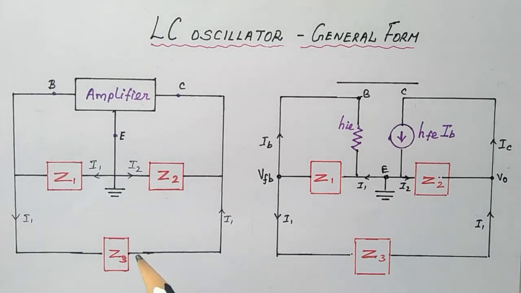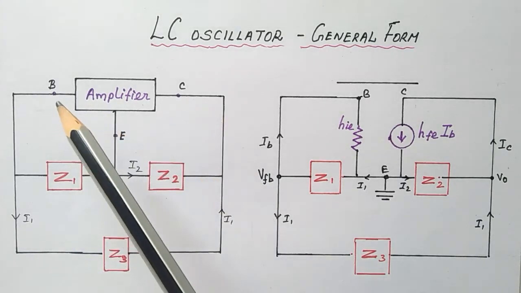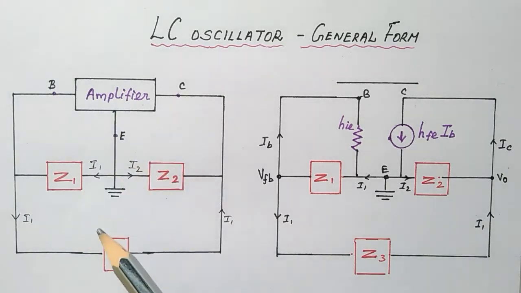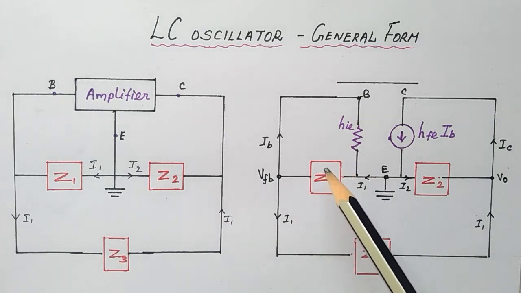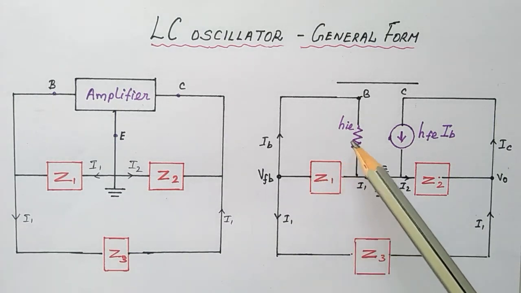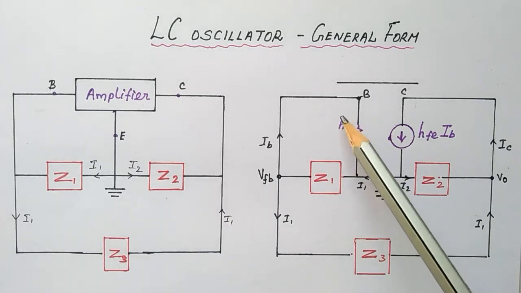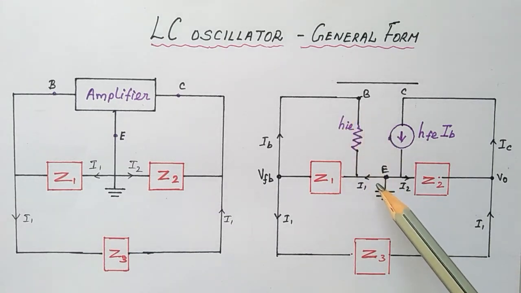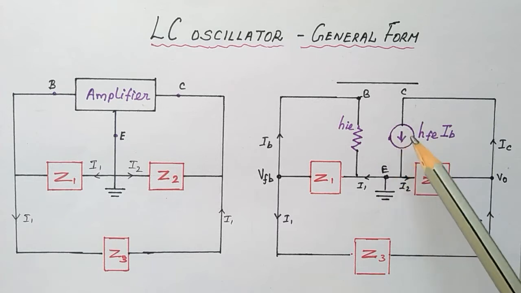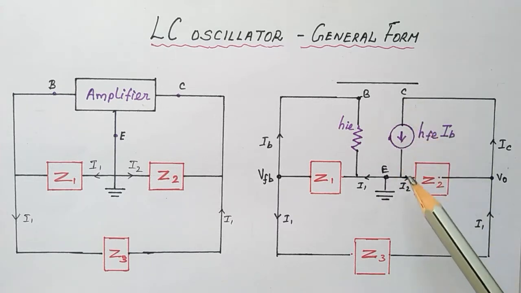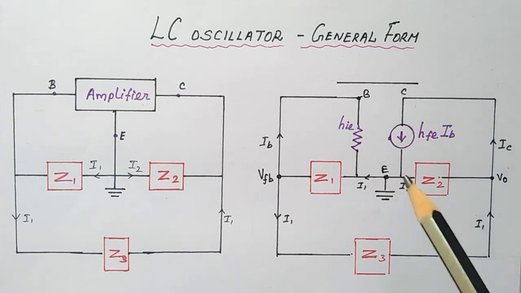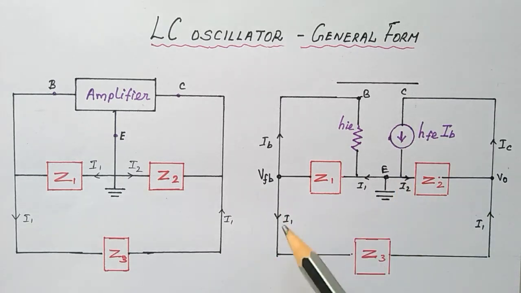Now we come back to this diagram. Z1, Z2, Z3 are connected between output and input, so this forms the feedback network. Here we have one more diagram. This is a more detailed diagram, in which we include the input resistance HIE between the base and emitter terminals, and a current generator HFE-IB between collector and emitter. Now we look at it in more detail.